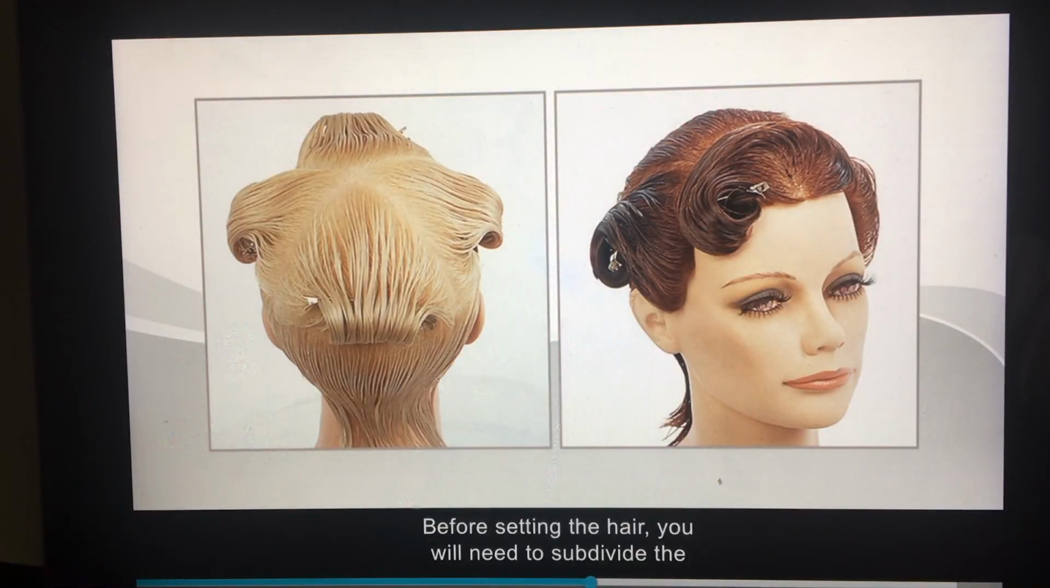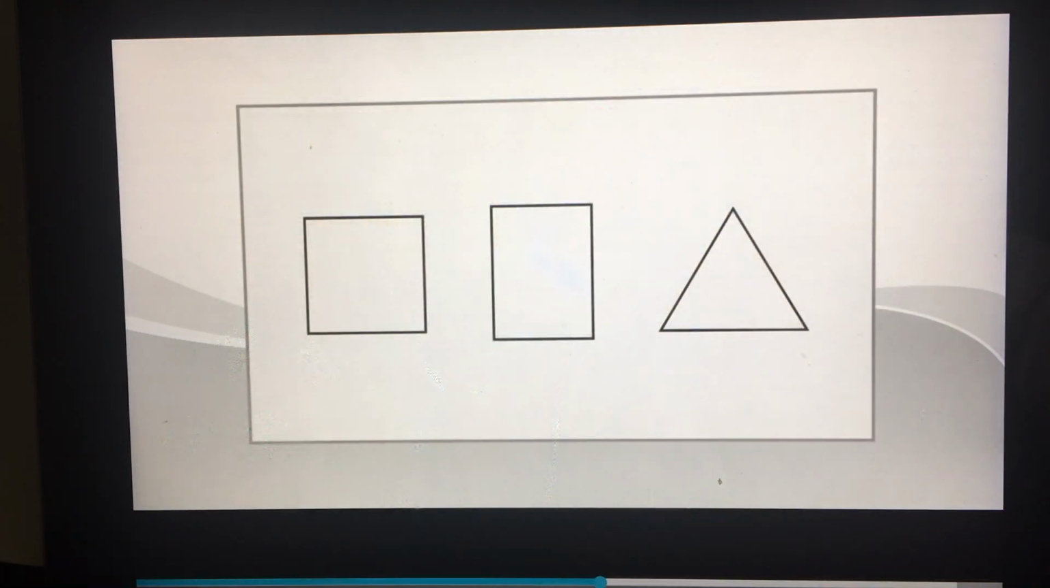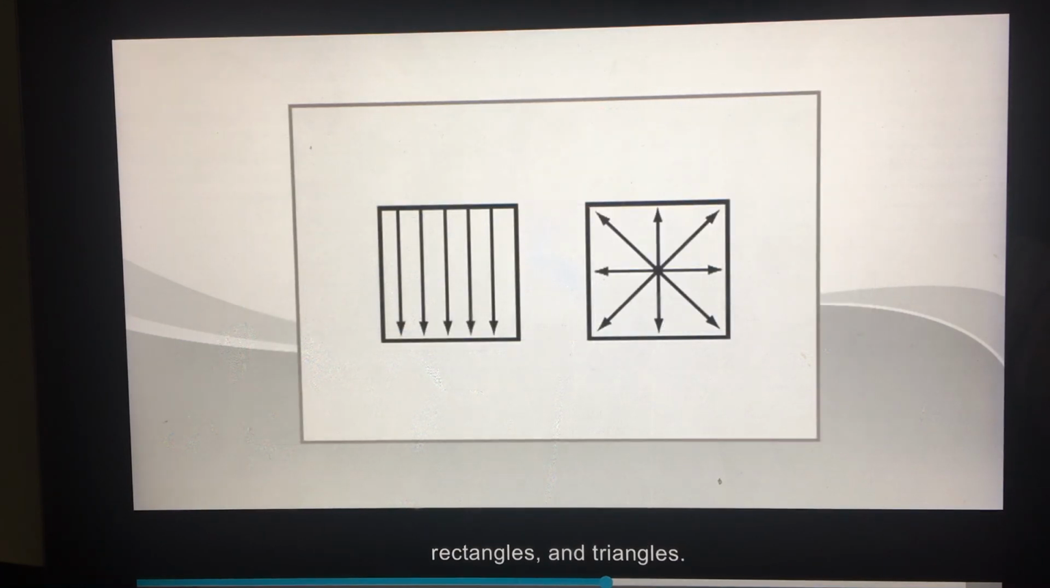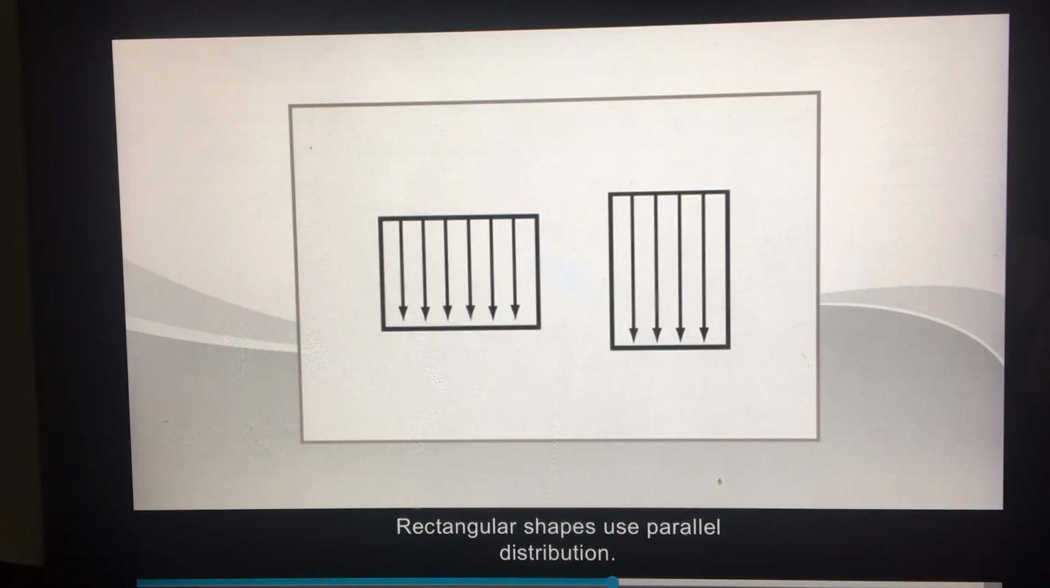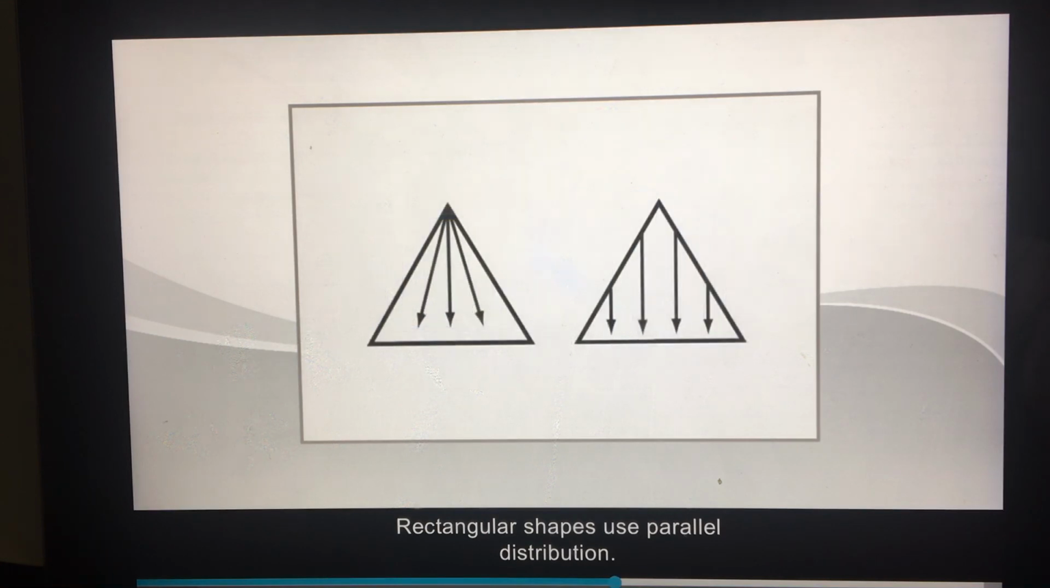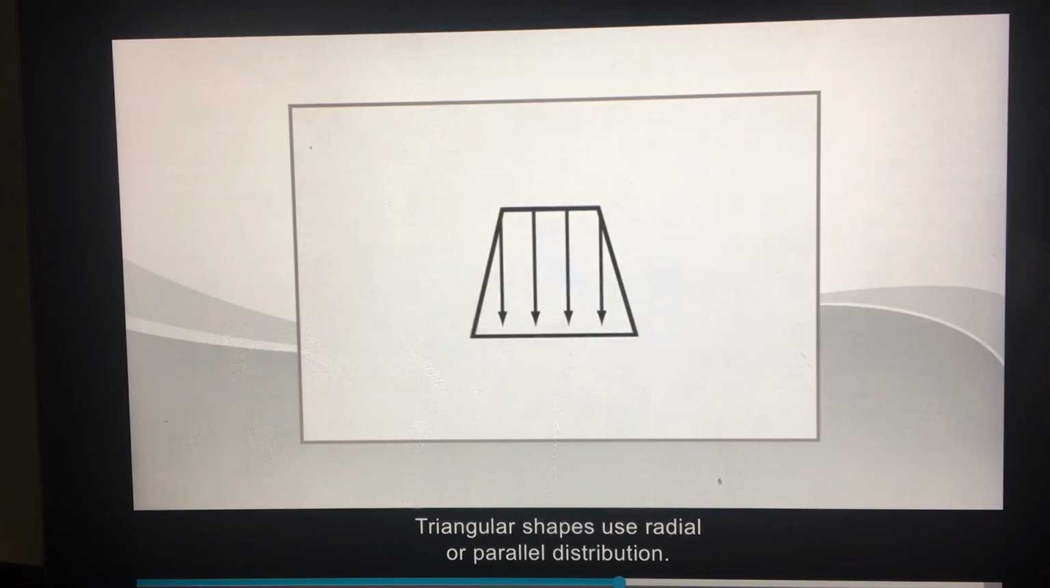Before setting the hair, you will need to subdivide the head into major areas or sections to have better control of the hair as you create your design. The most common straight shapes are squares, rectangles, and triangles. With a square, parallel or radial distribution is used. Rectangular shapes use parallel distribution. Triangular shapes use radial or parallel distribution. Trapezoid shapes use parallel distribution.